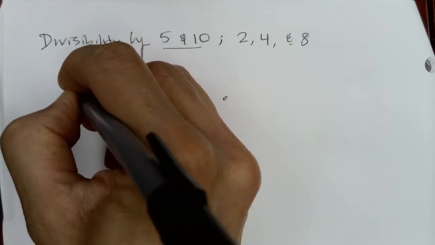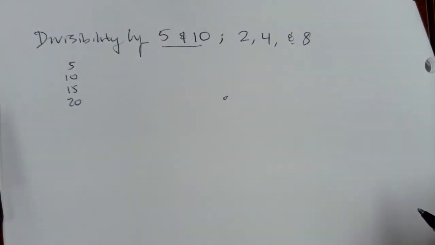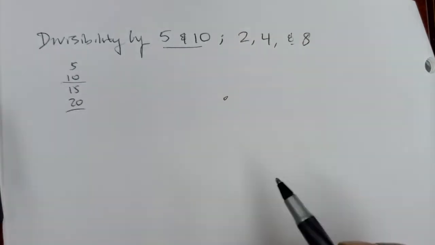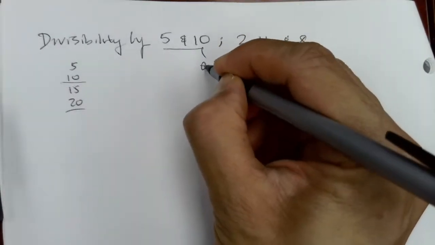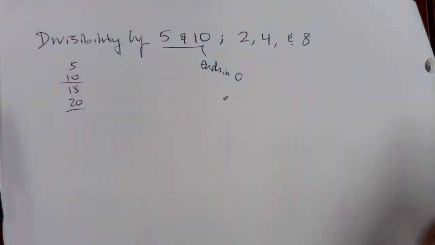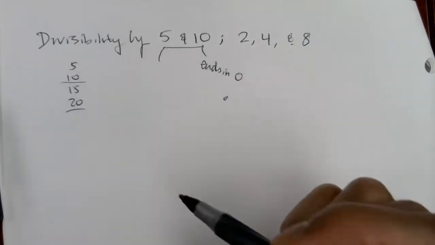If it's divisible by 5, well, let's start with 10. If it's divisible by 10, it'll end in 0. That's fairly simple, right? We're done with that one. Ends in 0.